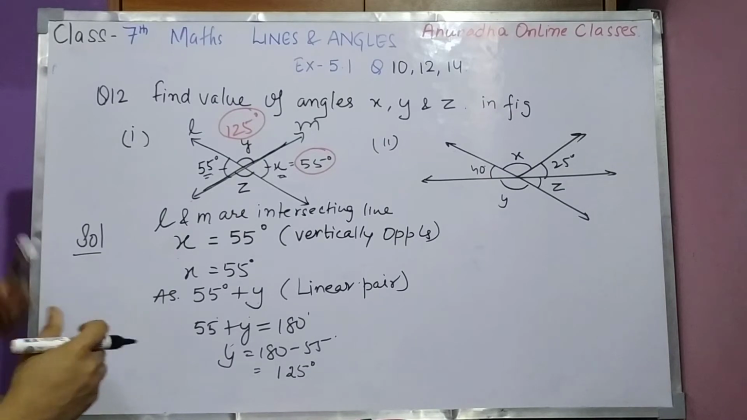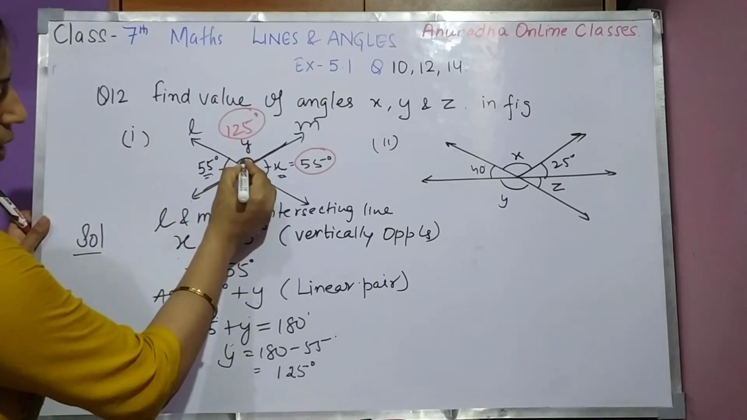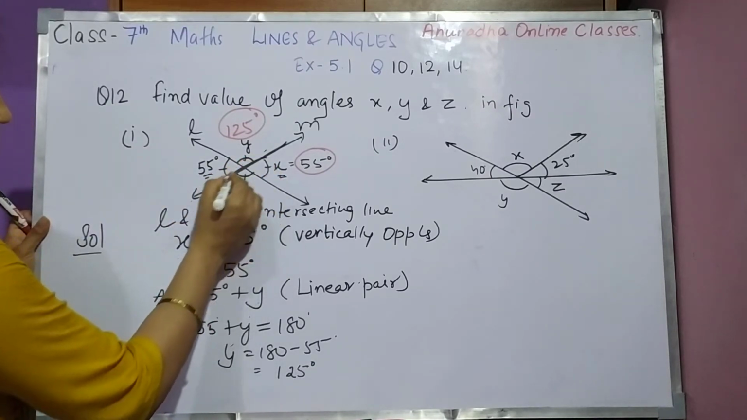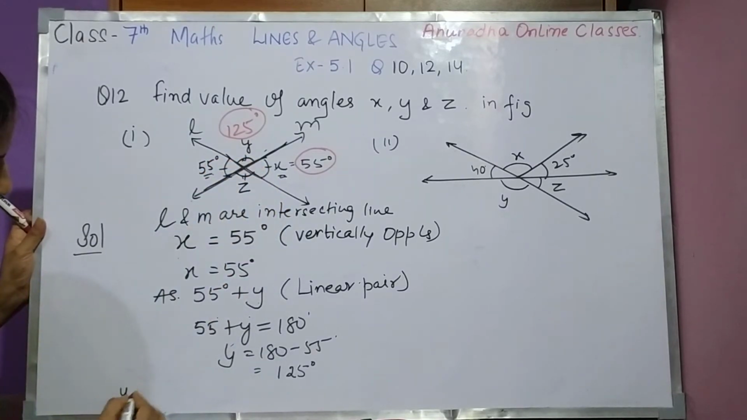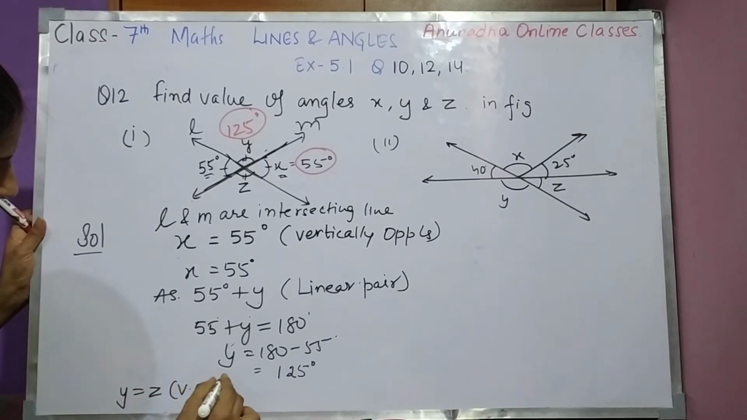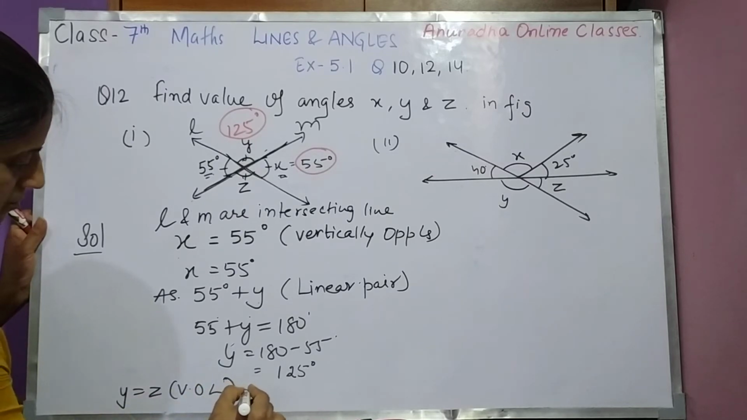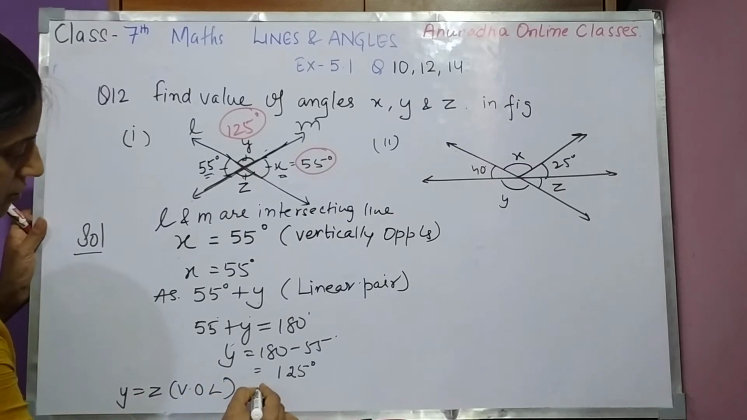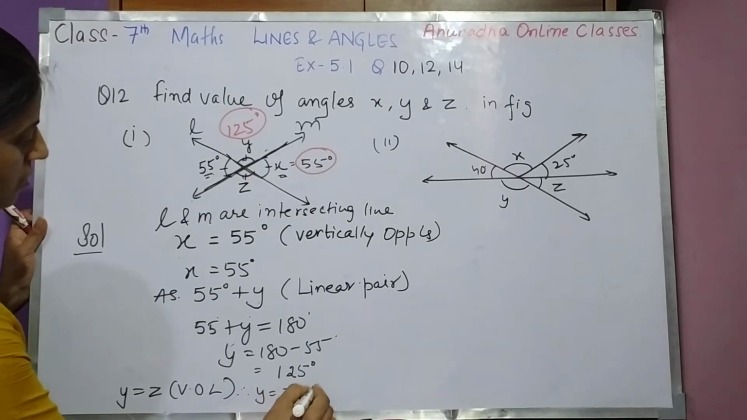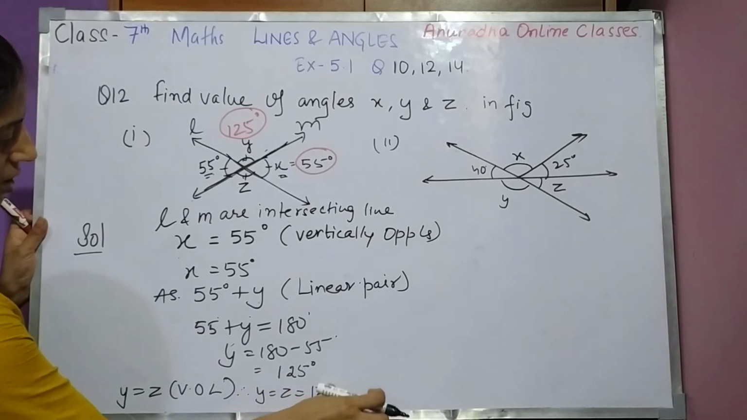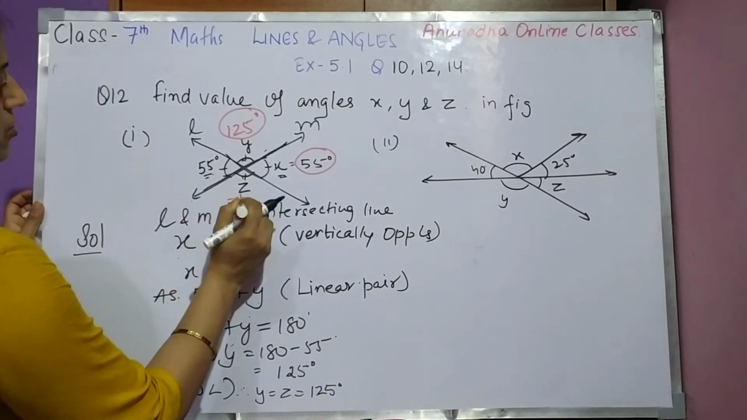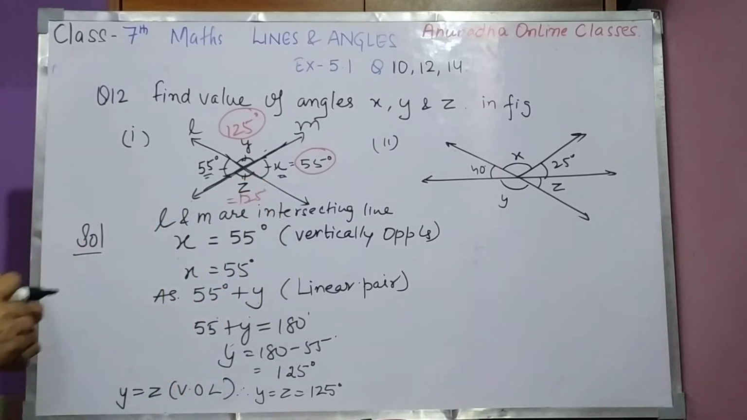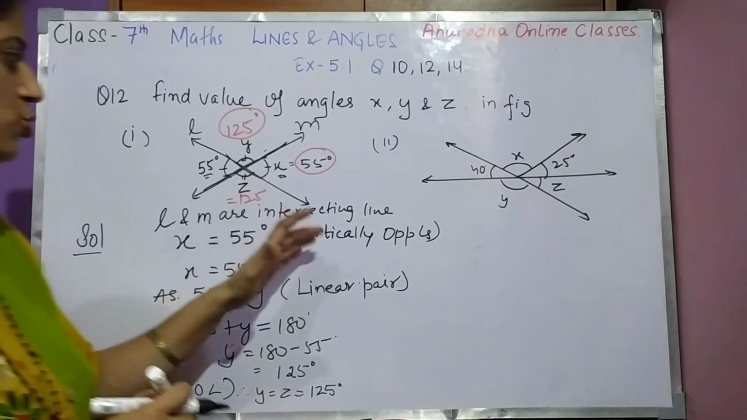Okay, one more is left. That is z. As for y and z, see, these are intersecting lines, so these two are vertically opposite angles. So you can write y is equal to z, that is vertically opposite angles. Therefore y equals z equals 125 degrees. So this one is also equal to 125. Right? So it is very simple and you will enjoy doing this.